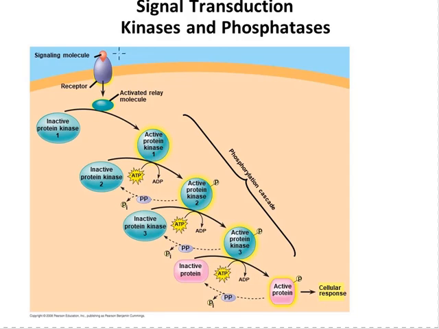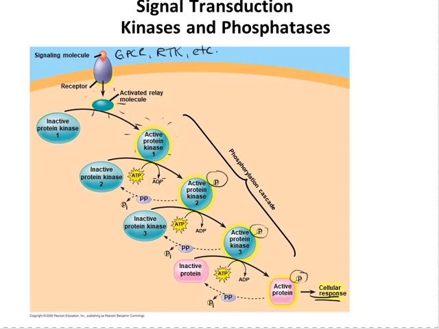For example, in this scenario, activation of a receptor, and this could be a G protein-coupled receptor or a kinase receptor, leads to activation of an initial relay molecule. This could be an enzyme or an allosteric regulator of an enzyme. And this relay activates a specific protein kinase we'll call kinase 1. Once kinase 1 is activated, it phosphorylates and activates kinase 2, which phosphorylates and activates kinase 3, which in this example phosphorylates and activates the final protein in the relay that is actually responsible for triggering the response.